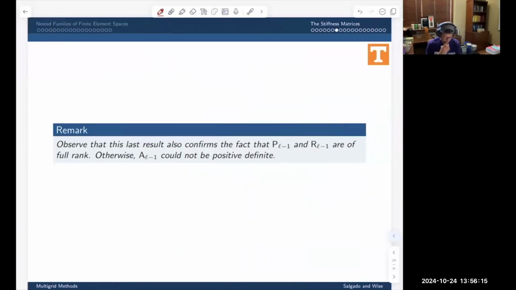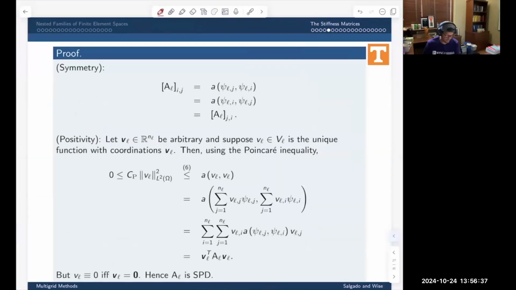All right. So that's just the Galerkin condition, and I wanted to make a remark. I said before that you can show that the prolongation and restriction matrices are full rank. This last calculation shows that as well. We know that A_{L-1} is positive definite because the proof that we have here is level independent. So this applies also for A_{L-1}, which has to be symmetric positive definite, as does A_L.